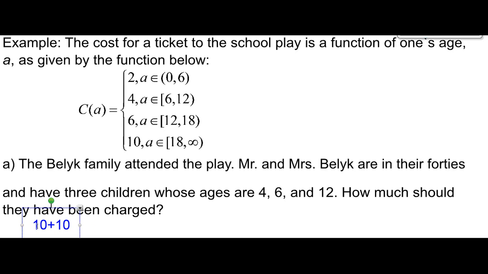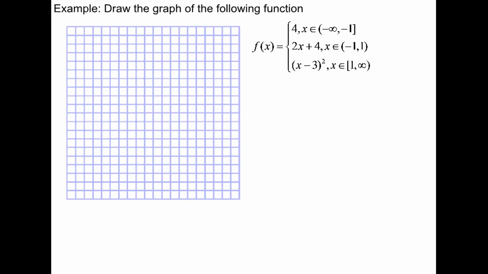Their 4-year-old child is going to lie within the 0 to 6 range, so that child is going to cost $2. The 6-year-old child is going to fall in this range because 6 is included in this interval, so it's going to be $4. And the 12-year-old child falls in the third piece, since 12 is included in this piece and not in this one, so will cost $6, meaning that overall the Belloc family is going to be charged $32 to attend the school play.